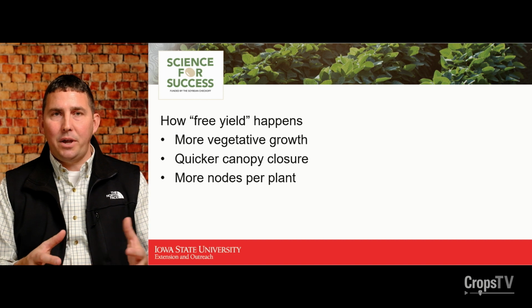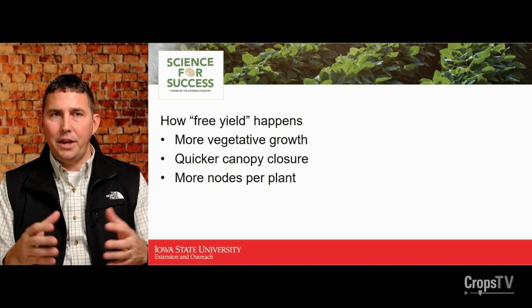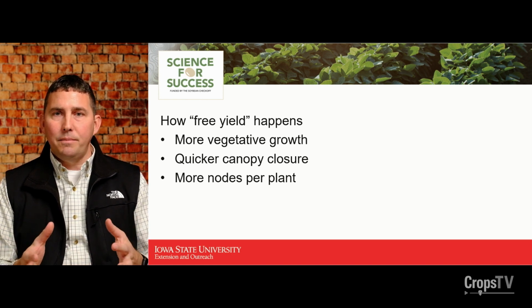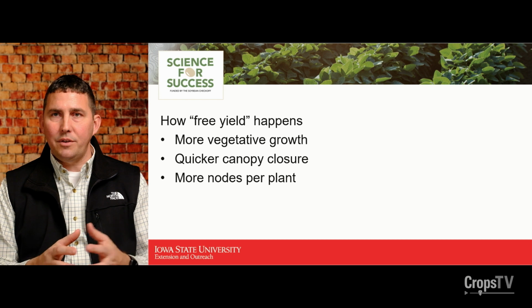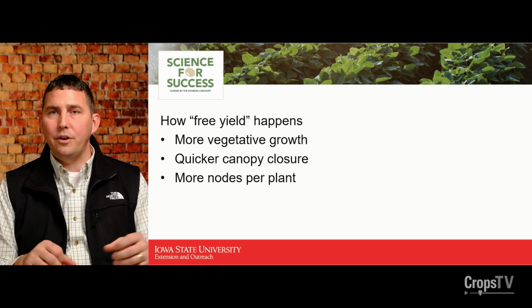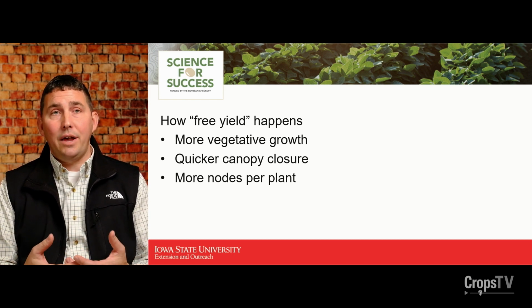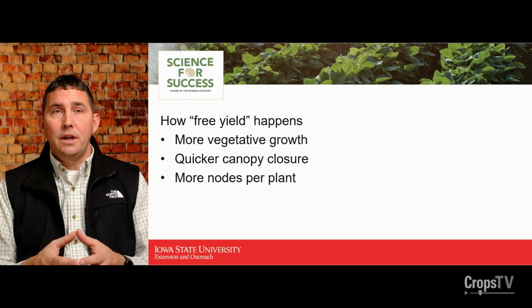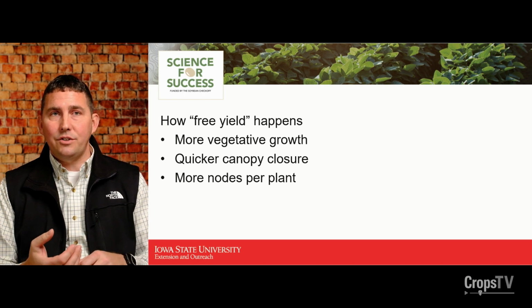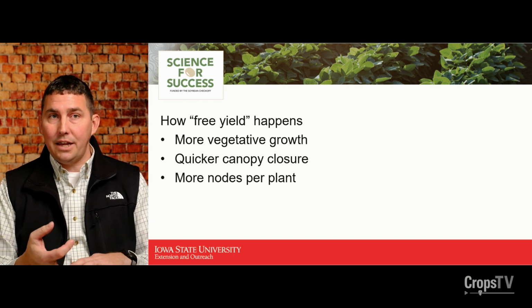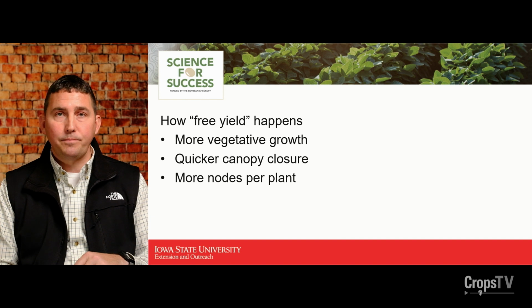And so again, it's just paying attention to what management practices we are using as we go out to plant, right? So if we're planting very timely, there's probably a little bit less concern. But if we get planting really early or really late, all of a sudden, then we have to rethink this, right? So we're going to get free yield by making sure that we get as much vegetative growth as we can. We have a quicker canopy closure, and we're trying to attain more nodes per plant.